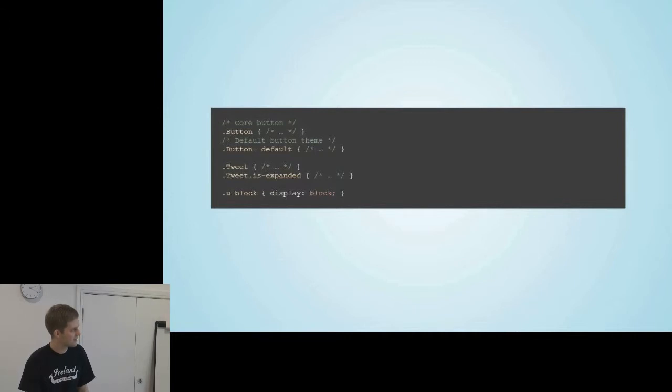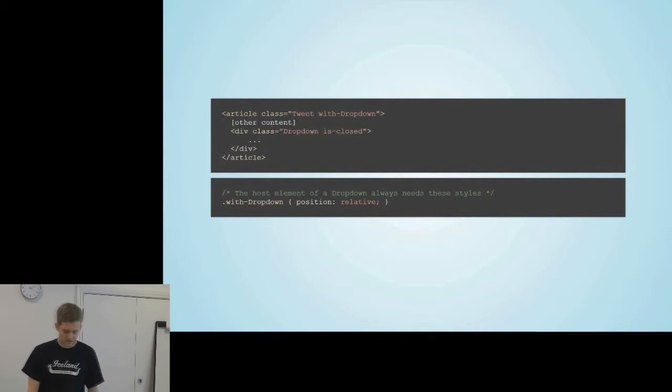And what he does is he takes the states and keeps modifiers and states separate. And the state is always prefixed with is-dash. So there we have a tweet, and then we might add some styles when it's actually expanded. So this is a class that JavaScript could be toggling. And it also adds some utility classes prefixed with u-dash.